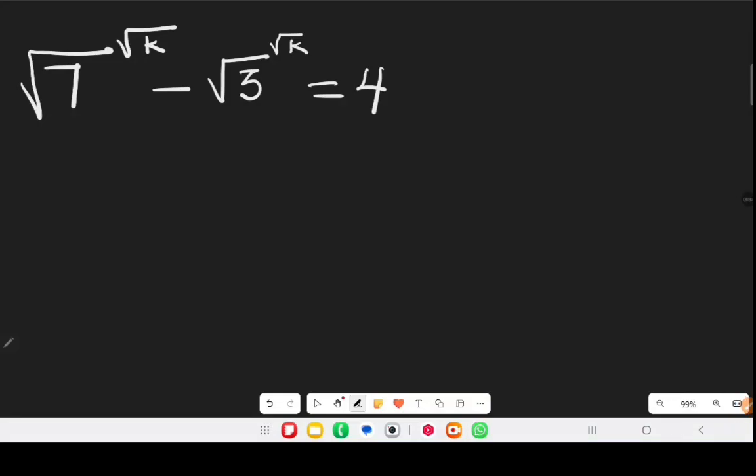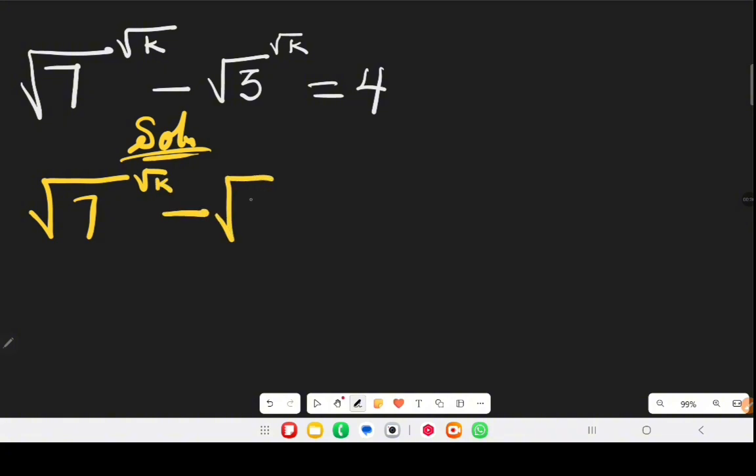Today I'm going to show you how to solve this radical or root equation. Solution: square root of 7 raised to the power of root of k, minus square root of 3 raised to the power of root of k, is equal to 4.